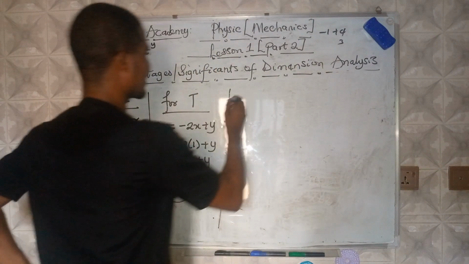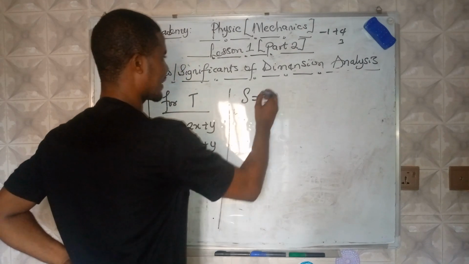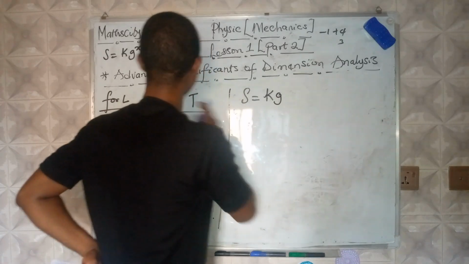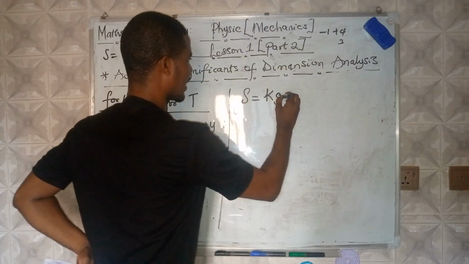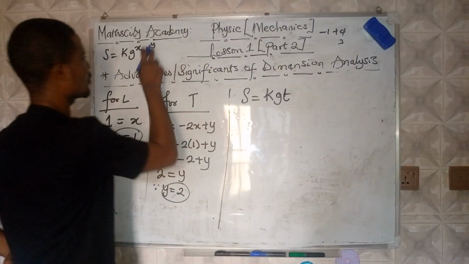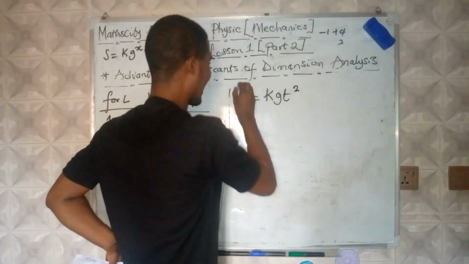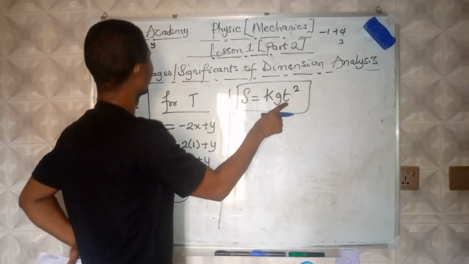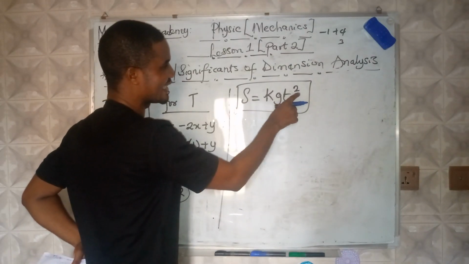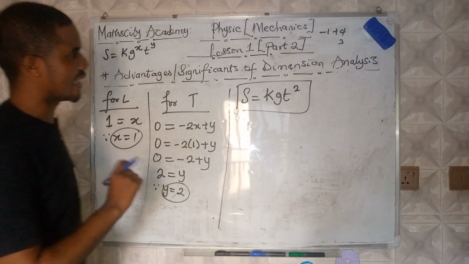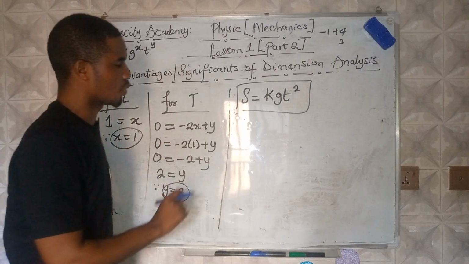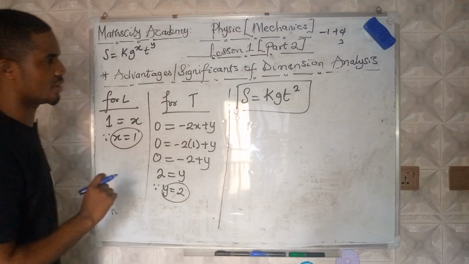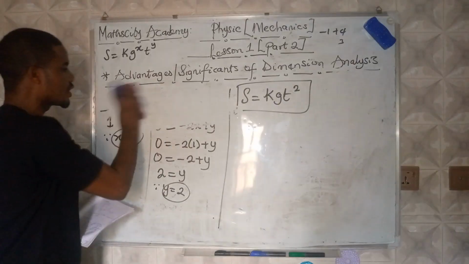So what I'm going to have now is that x is equal to k, which is the constant, which we don't really know here. Then g raised to power x, x is 1. Then t raised to power y, y is 2. And this is the equation. That means the relationship between g and t is multiplication, and t is carrying 2. That also shows that dimensional analysis can be used to find the relationship between two physical quantities.